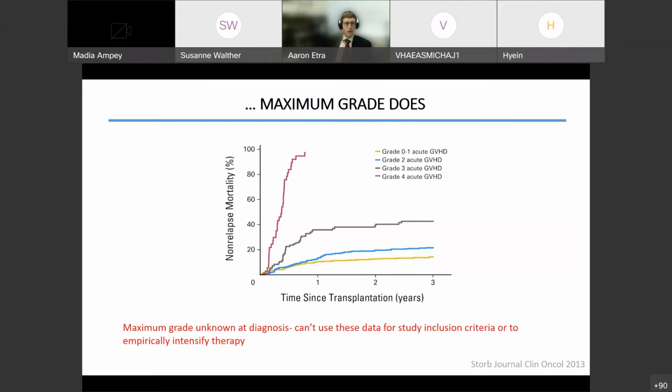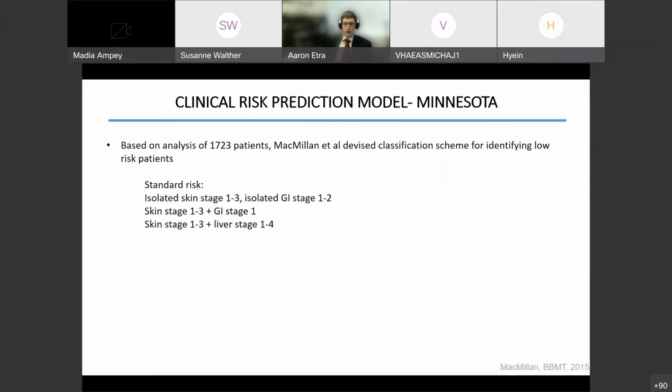which gave rise to a clinical risk prediction model, right? Called the Minnesota risk criteria. And this was based on a study. It was an analysis of 1,723 patients out of Minnesota.